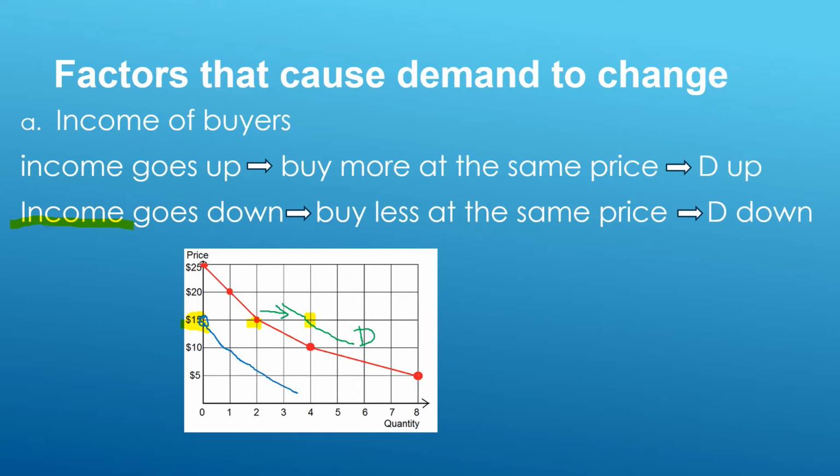So you can see that there is a new demand curve going through this new point. This is another demand curve. This demand curve is to the left of the original one. This tells us that if demand goes down, the demand curve is going to shift to the left.